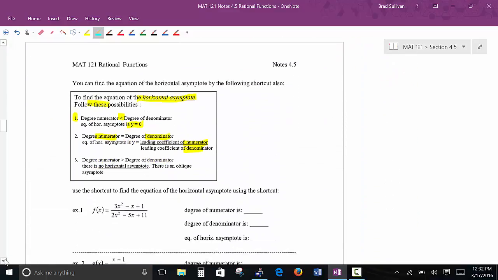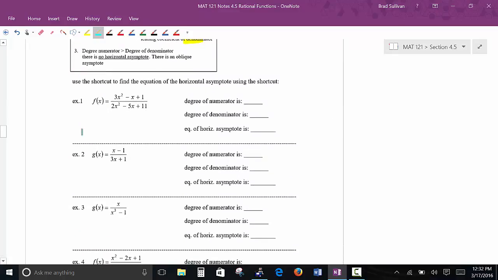Okay? All right, so let's do these examples here. And then the third rule just says, if the degree of the numerator is greater than the degree of the denominator, then we do not have a horizontal asymptote. We will have, in some cases, what's called an oblique asymptote. We'll talk about that a little later.